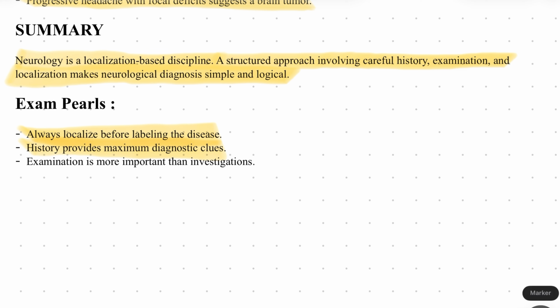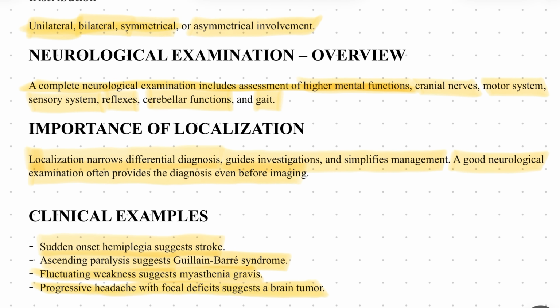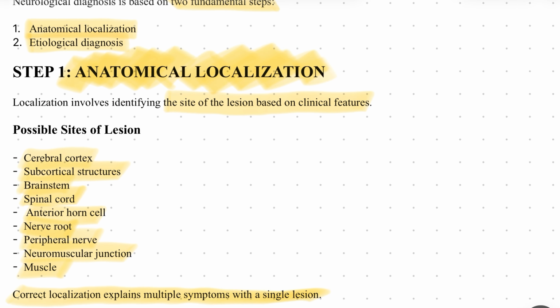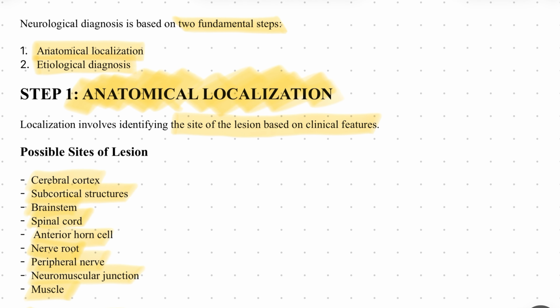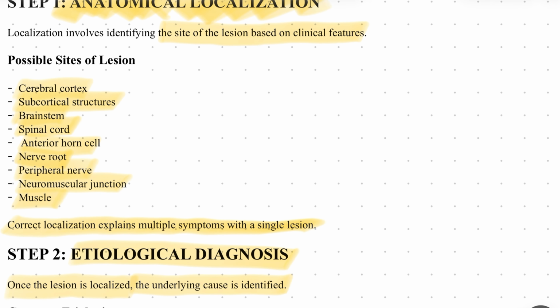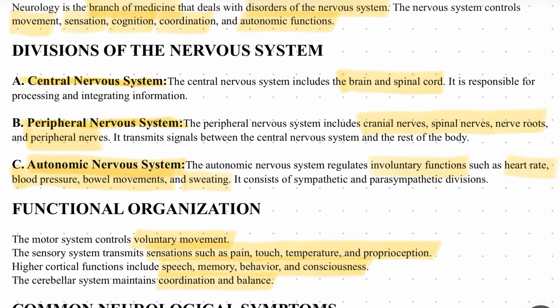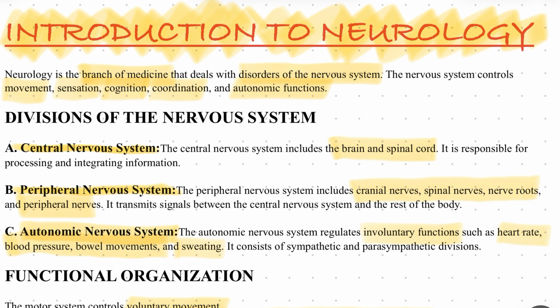History provides maximum diagnostic clues. This is the only discipline where examination plays a more important role than investigations. Examination is more important than investigations, as I said. I think there is nothing more to revise. Just remember, you have to do it in two phases: anatomical localization, then etiological diagnosis.